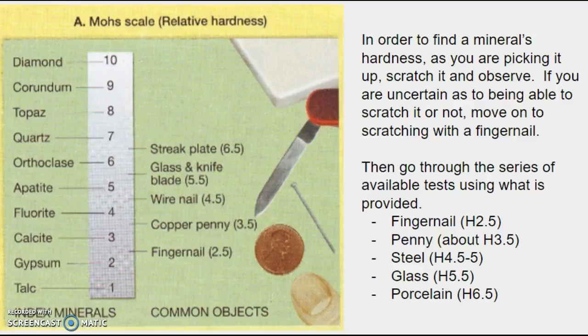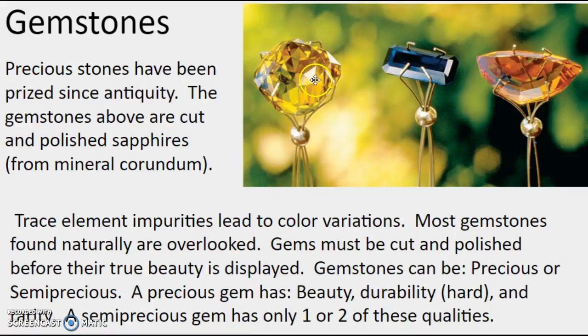So corundum is quite durable, though not quite as hard as diamond, but it comes in some really beautiful colors. Trace element impurities lead to color variations. Most gemstones found naturally are overlooked. Gems must be cut and polished before their true beauty is displayed. Gemstones can be considered either precious or semi-precious. A precious gem has beauty, durability, it's hard, and rarity. A semi-precious gem has only one or two of these qualities.